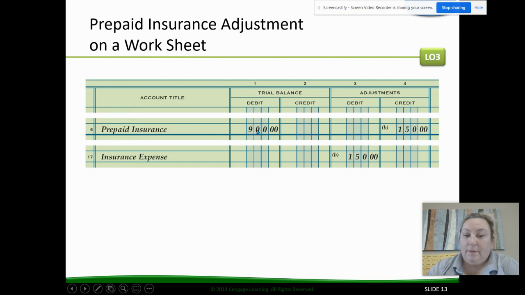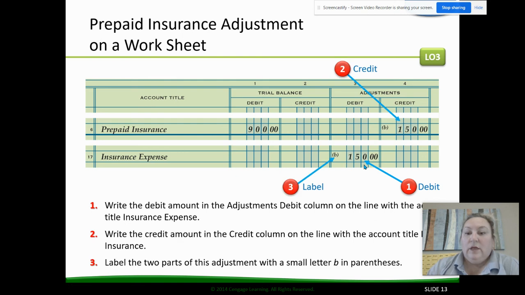So here's my beginning number, my trial balance. Here's my adjustment. Notice it's credit because it's less, right? A debit and a credit. We have to subtract. And then notice our insurance expense didn't have anything in there before, and now it does. Okay. So this and the adjustments, this is step 4.